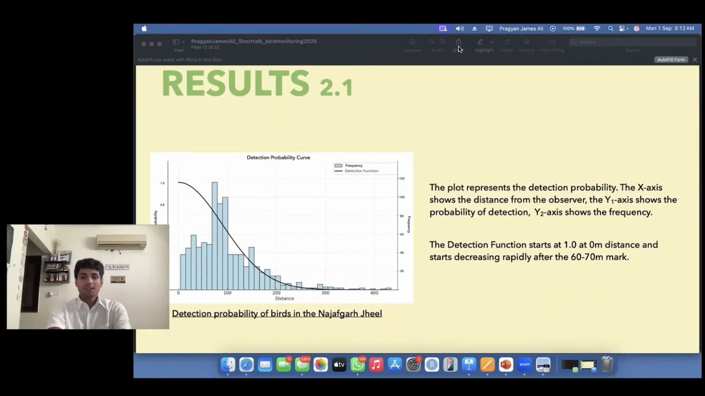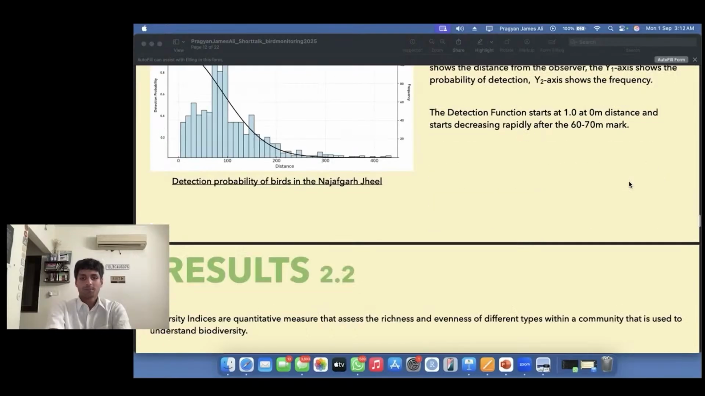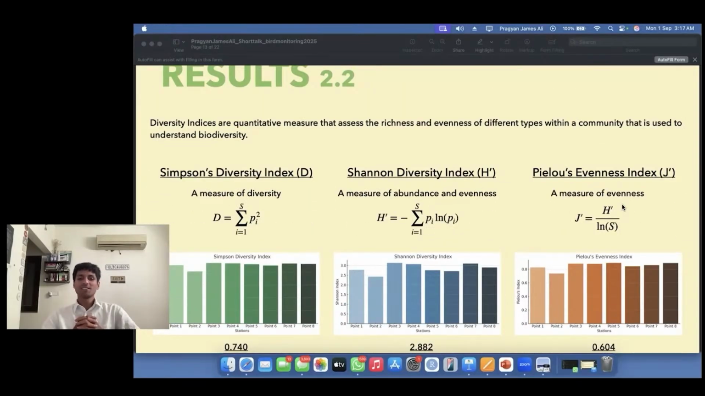Using the distance sampling data, I first tried to get the detection probability curve of birds in the Najafgarh Jheel. We can see that the detection function starts at 1 at 0 meter distance and it gradually starts decreasing, with a rapid decrease after the 60 to 70 meter mark. This shows that more birds were detected at nearer distances and the numbers start falling as we go further away. Now, using the abundance data, I calculated the diversity indices for the Jheel.